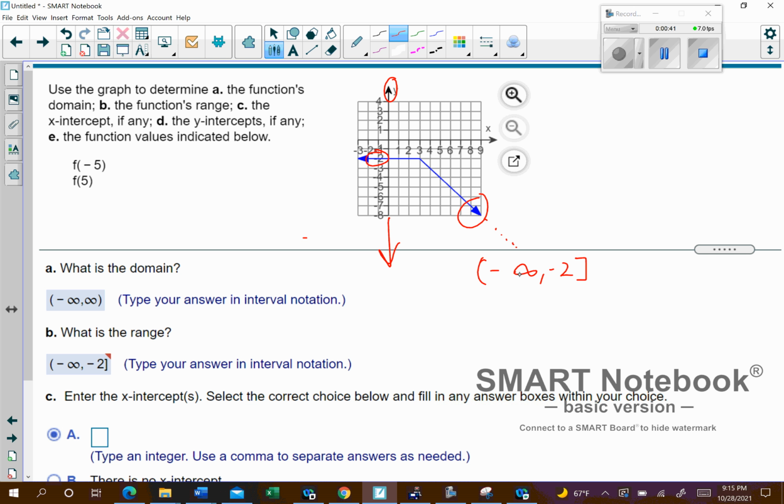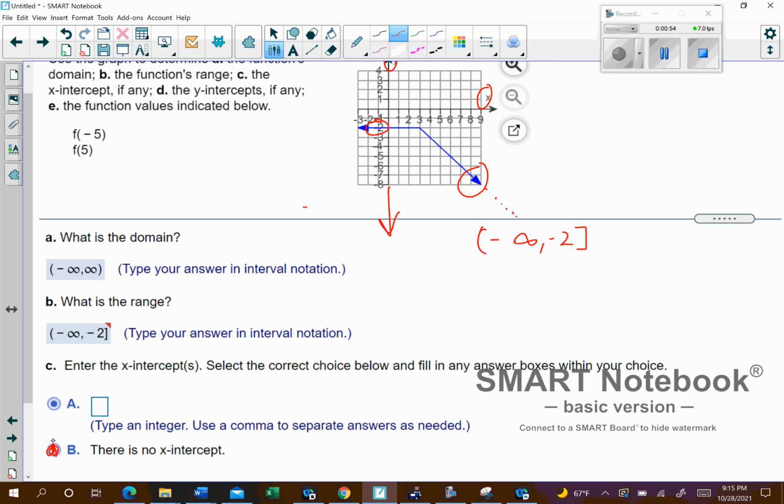Then next we're asked to find the x-intercepts. And so you look at the x-axis, it actually doesn't cross the x-axis anywhere, so there are none. So we'd actually pick part B down here.